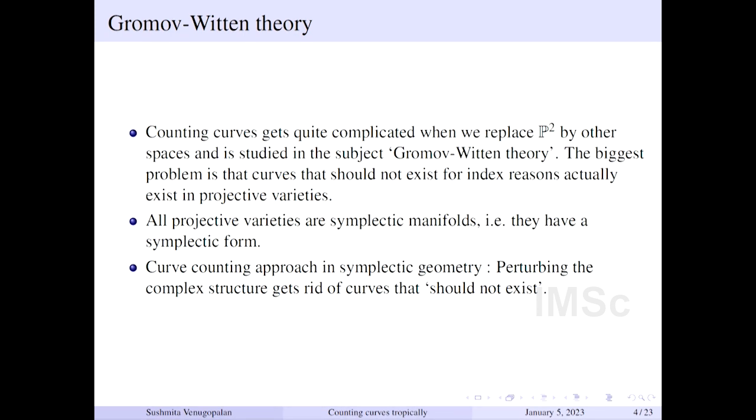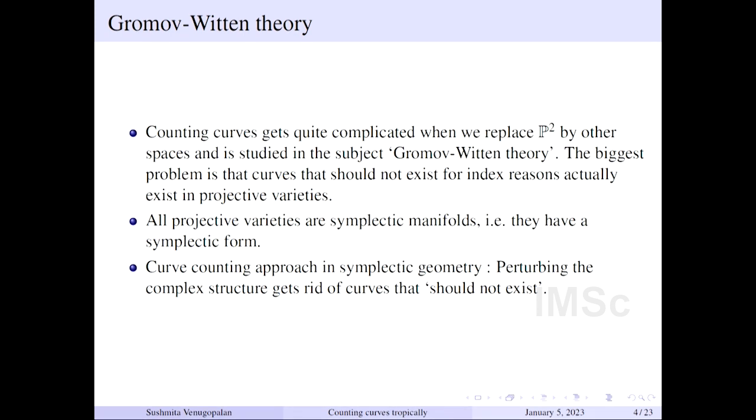Even in the P2 case, if you take points which are not generic, so suppose you take all your points lying on one line, then you get a whole lot of curves which should not exist generically. In some sense, you can assign an index to every curve, and if the index is negative, that curve should not exist, but they nevertheless exist. So that's what makes the question somewhat complicated.